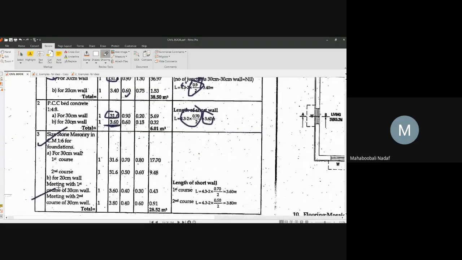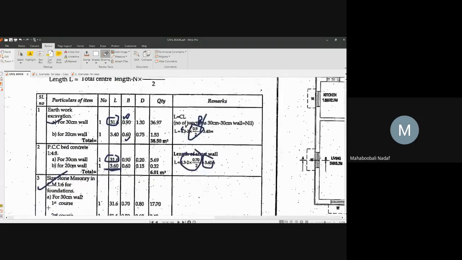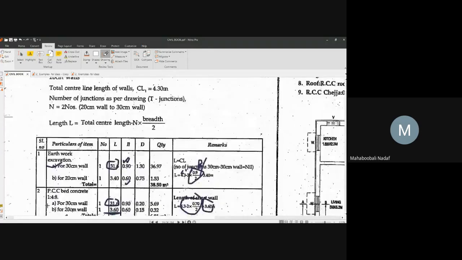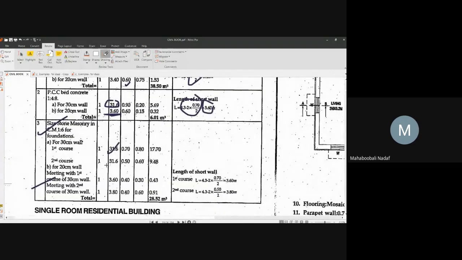Similarly for side-stone masonry, for bigger wall, no change. Center to center, you cannot do any change. Why? Because it is 31.6. Width, you are taking it from the cross section. Depth, you are taking it from the cross section. No problem directly. But for 20 centimeter wall, you are considering the junctions. So junctions means what? You are giving this formula: original center to center, number of junctions into this. Okay? So what depth you should take? 0.7 by 2, 0.5 by 2, first course, second course.